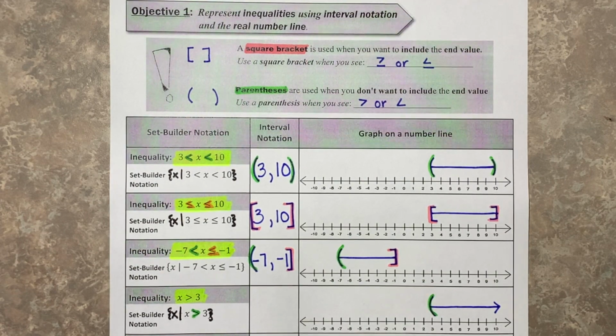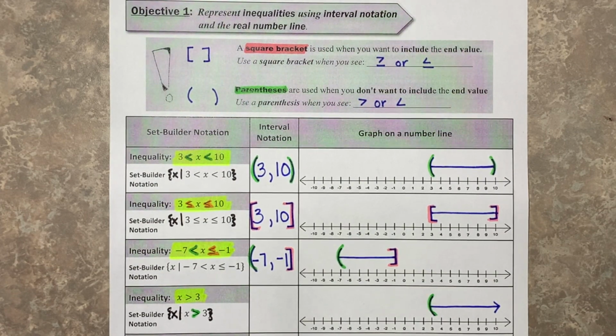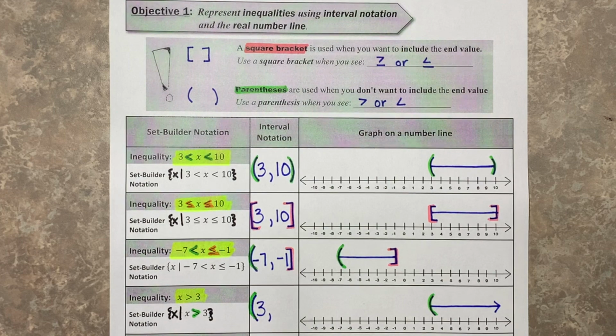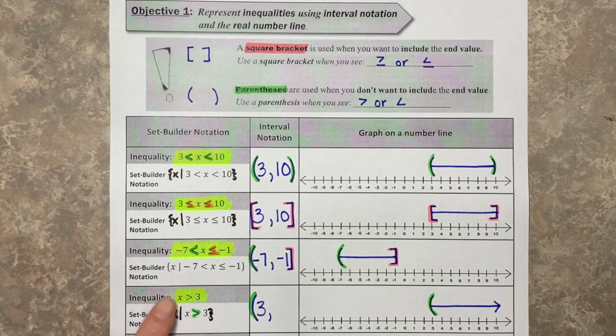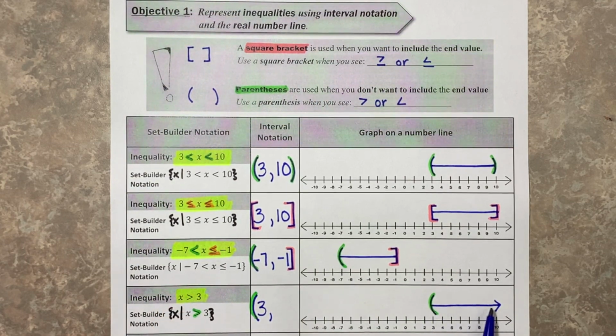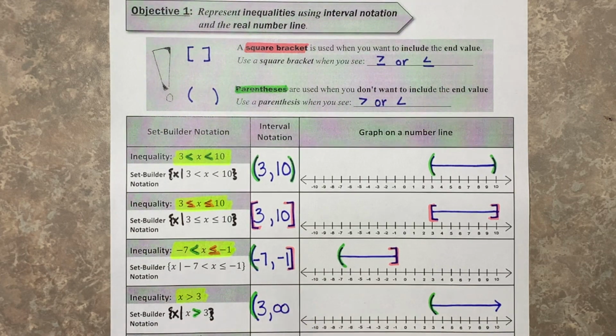In interval notation, we always list the lowest end value on the left, which is 3, and we'll put a parenthesis next to the 3 since we are not including it. Then we always list the highest end value on the right. In this case, our x values can be any value greater than 3. So this arrow is going to go off to positive infinity. So our largest endpoint here would just be infinity.